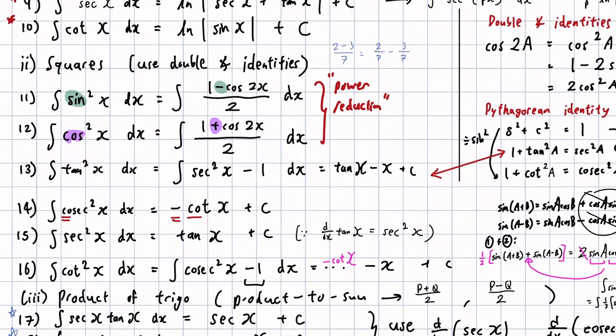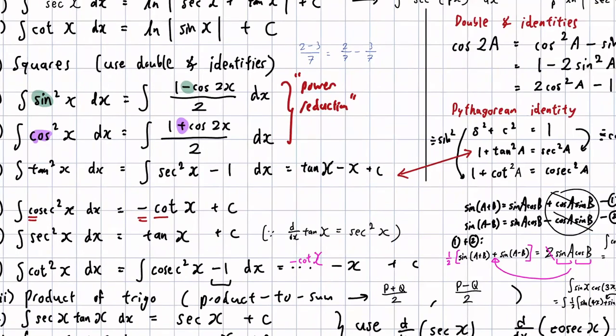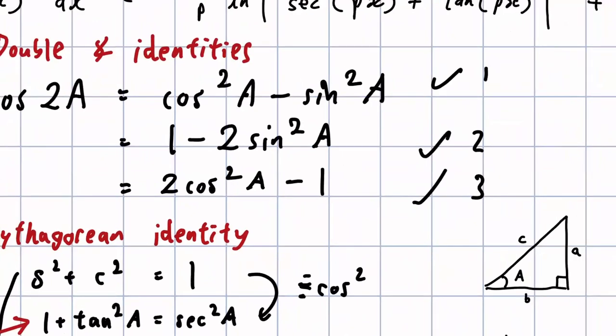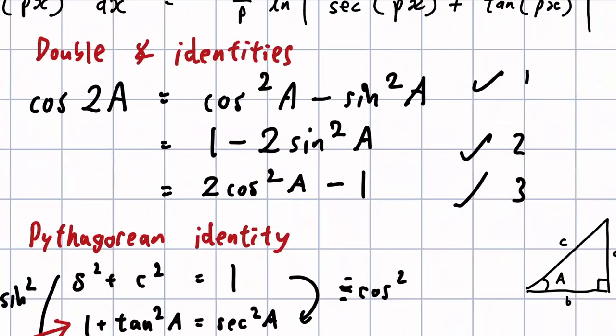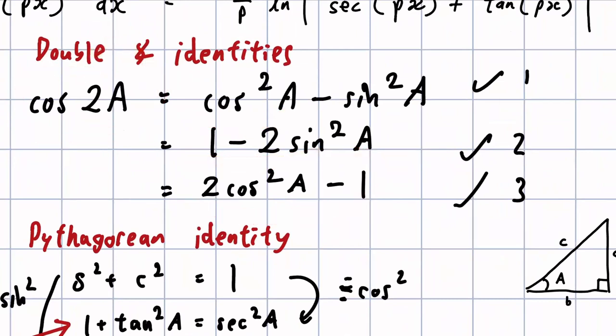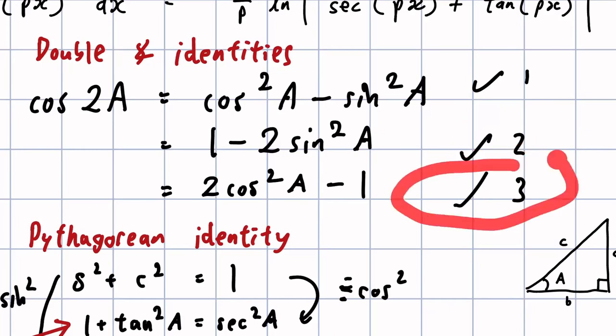You use the cosine 2x formula. So what's the cosine 2a formula? Let's see first, it's over here. So for cosine 2a, it's equal to what? 3 versions: cos square a minus sine square a, 1 minus 2 sine square a, or 2 cos square a minus 1. Then you gotta use number 2? Sorry, we are dealing with cosine square, so you gotta use number 3: 2 cos square a minus 1.